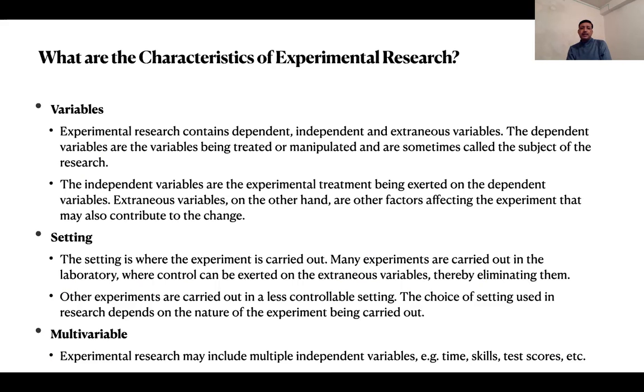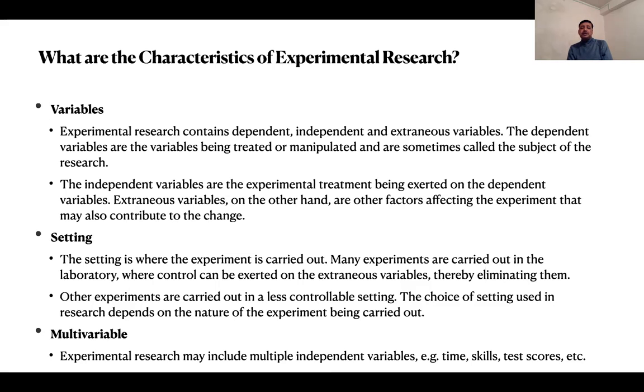The dependent variables are the variables being treated on and manipulated, sometimes called the subjects of the research. The independent variables are the experimental treatment being applied on the dependent variables. Extraneous variables, on the other hand, are other factors affecting the experiment that may also contribute to the change. The next one is setting. The setting is where the experiment is carried out. Many experiments are carried out in the laboratory, where control can be exerted on the extraneous variables, thereby eliminating them.